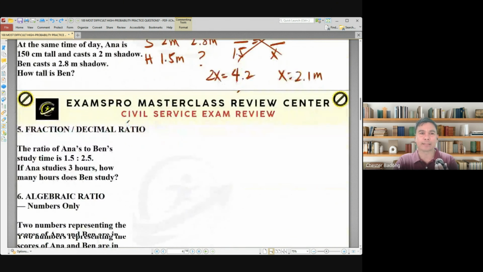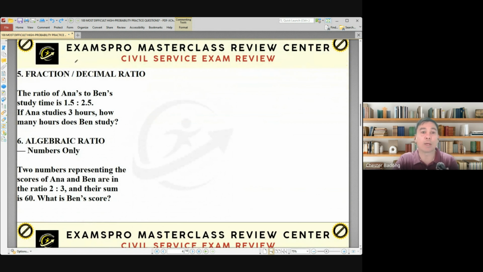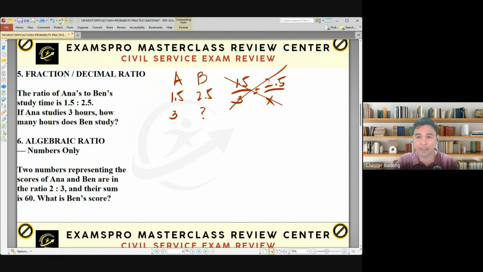Okay? Next problem po. The ratio of Anna's to Ben's study time is 1.5 is to 2.5. If Anna studies 3 hours, how many hours does Ben study? Gawa po tayo ng table. 1.5 is to 2.5. 3 hours nag-aaral si Anna, ilan kay Ben? Gawa po tayo ng equation. 1.5 over 3 is equals to 2.5 over x. Cross multiply, 1.5x is equals to 7.5. X is equals to 5 hours po. Yan po ang study time ni Ben.